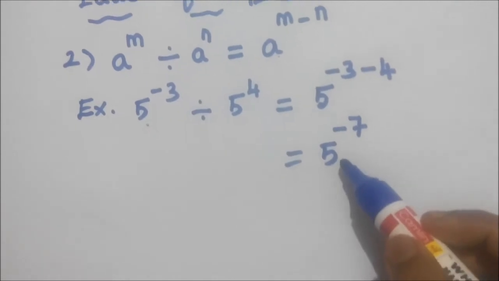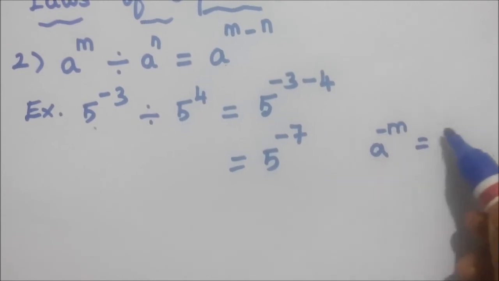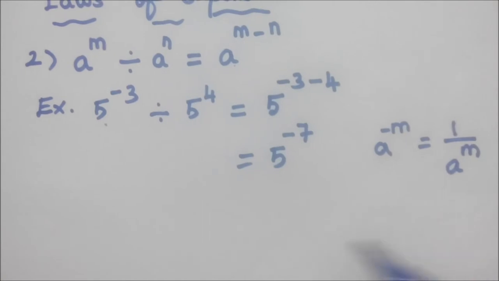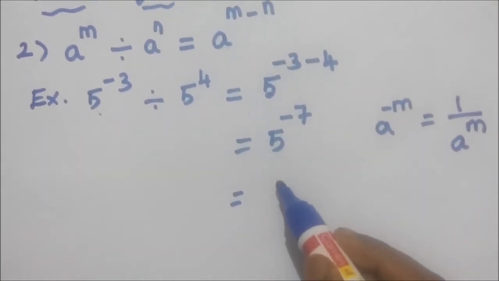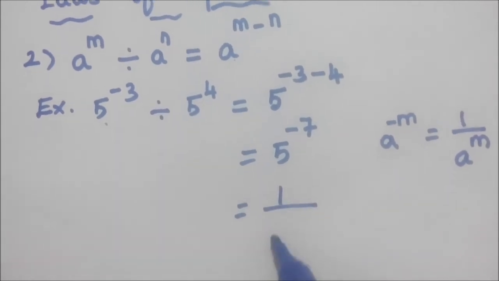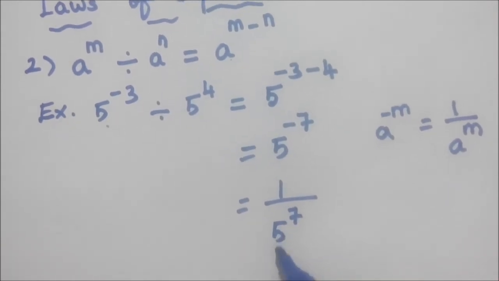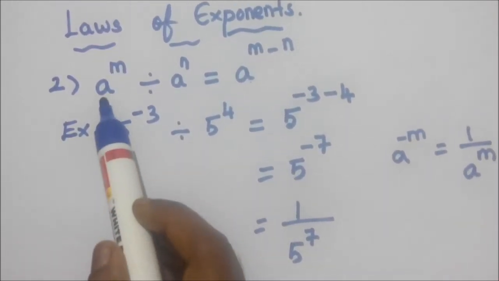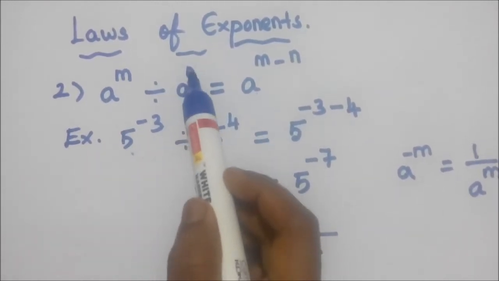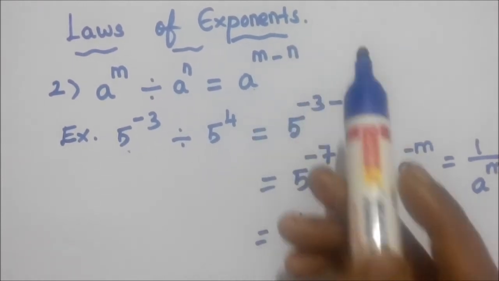Now we know very well a raised to the power minus m is equal to 1 by a raised to the power m. So in the same way we can write 5 raised to the power minus 7 is equal to 1 upon 5 raised to the power 7. So this is the answer. The second law is a raised to the power m divided by a raised to the power n is equal to a raised to the power m minus n.